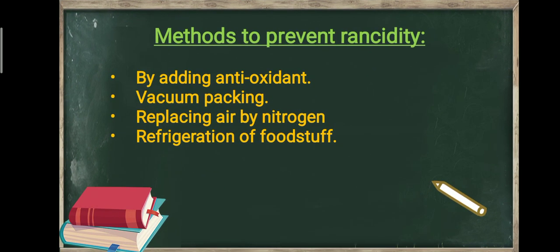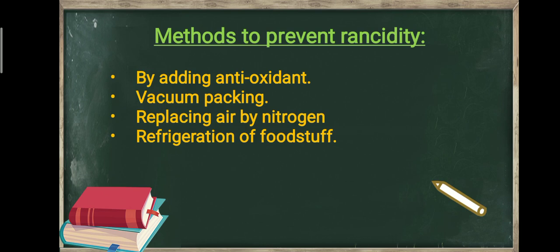Now, the next topic is, what are the different methods to prevent rancidity? How can we prevent rancidity? The first method is adding antioxidants. We can add some antioxidant to our food to prevent it from rancidity. For example, we add oil to pickles. What is the use of oil in pickles? Oil prevents pickles from rancidity.